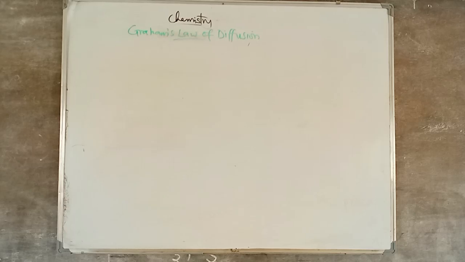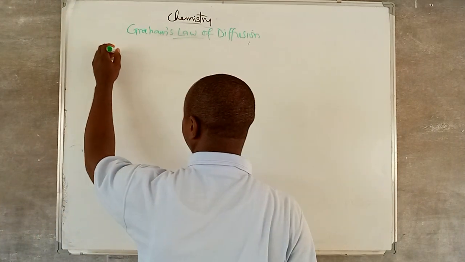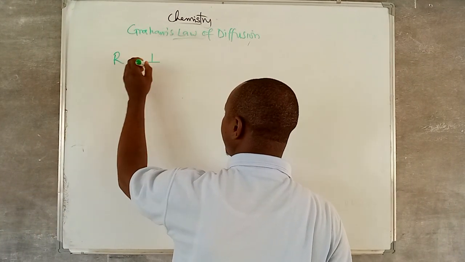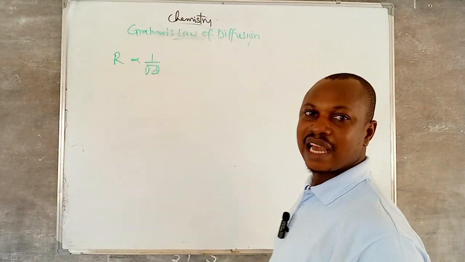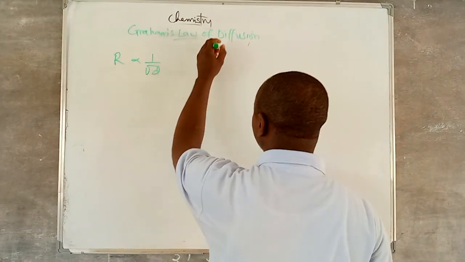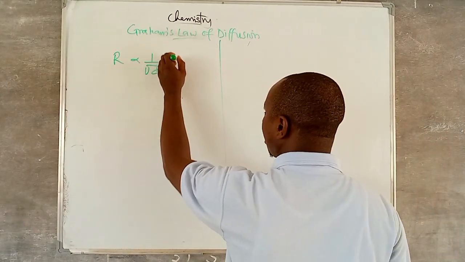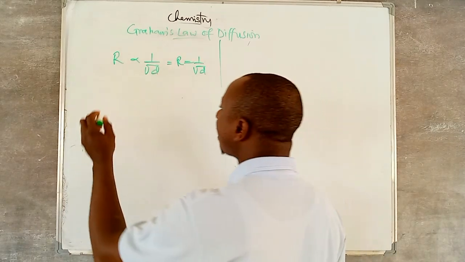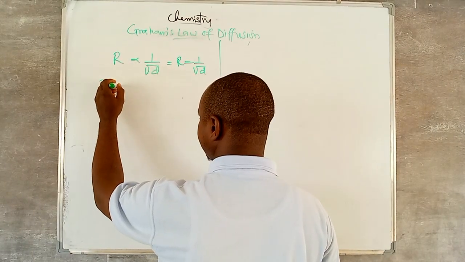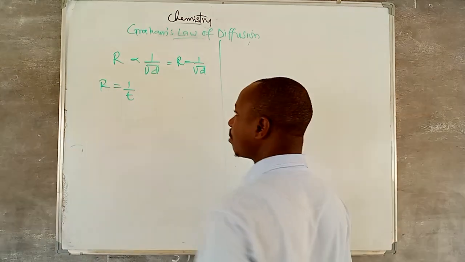of diffusion. It states that the rate of diffusion of a gas is inversely proportional to the square root of its density. Rate, which we know is R, is directly proportional to the square root of its density. That is rate. And when you remove the sign of proportionality, something like this happens. You now have R equals 1 over square root of density. And I know that rate is the reciprocal of time.